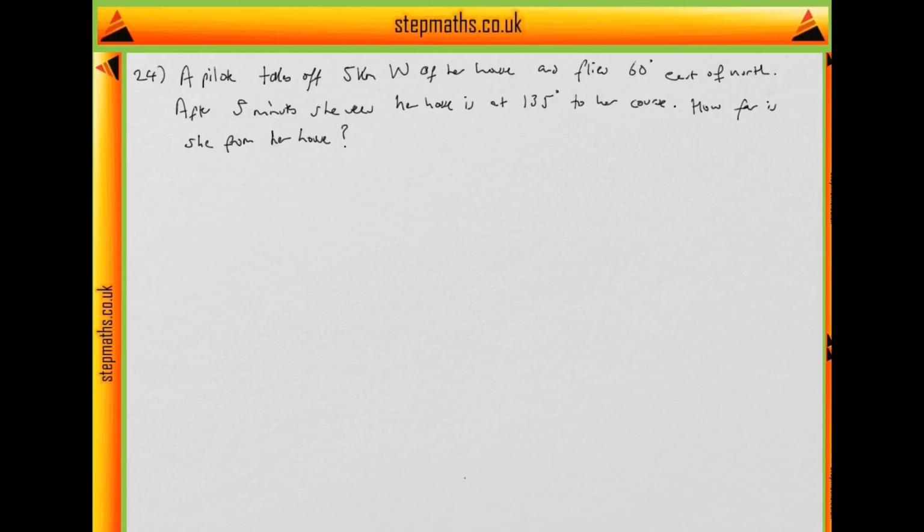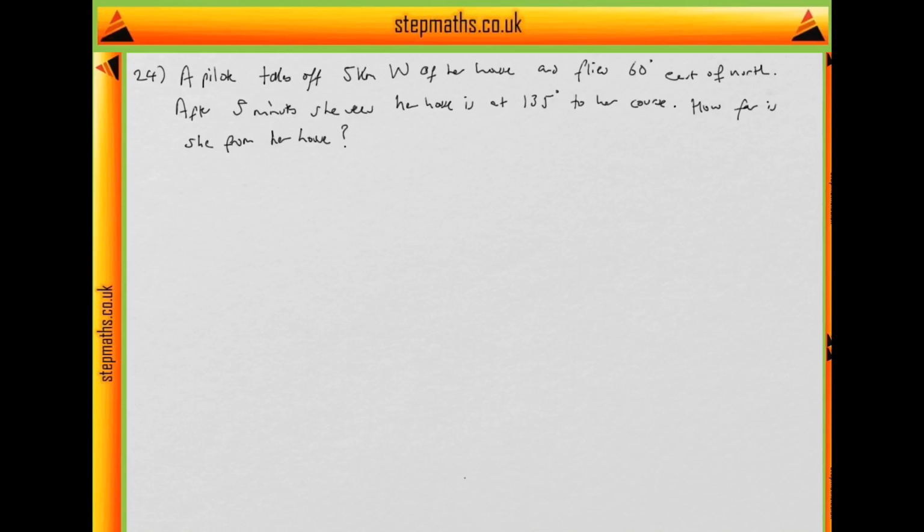Okay, so in question 24, we're told that a pilot takes off 5 kilometers west of her house and flies at 60 degrees east from north. And after 5 minutes, she sees her house is at an angle of 135 degrees to her course. And asks, how far is she from her house?